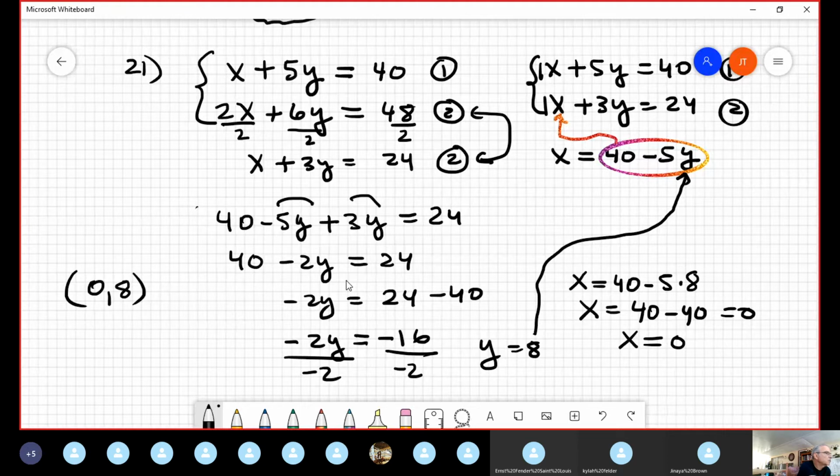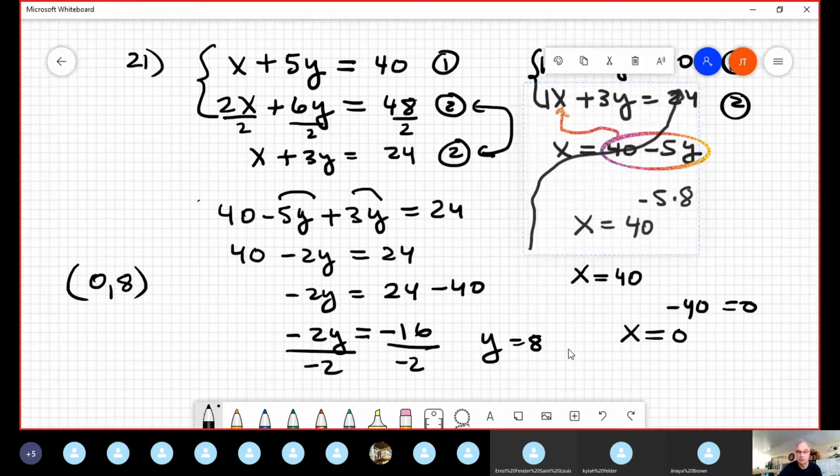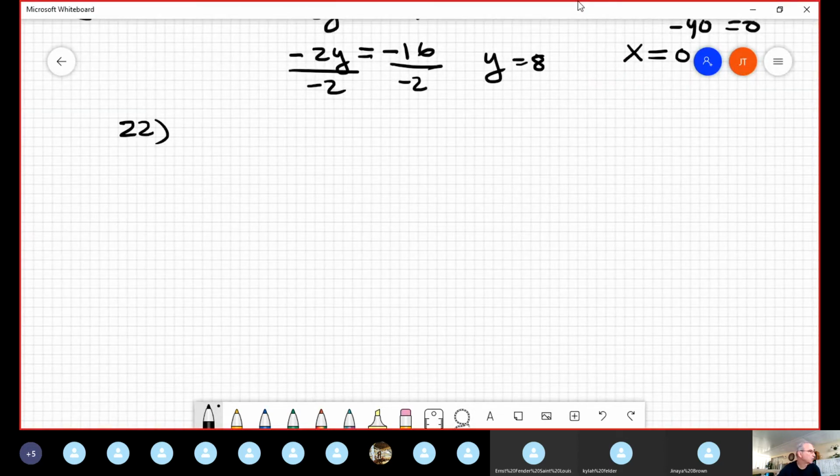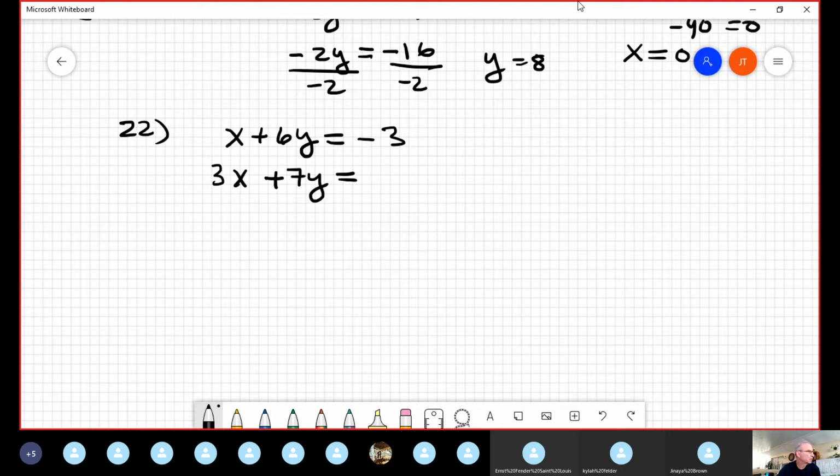Okay, moving on to the next. Next, 21, 22. So 22 is x plus 6y is equal to minus 3 and 3x plus 7y equal negative 9.